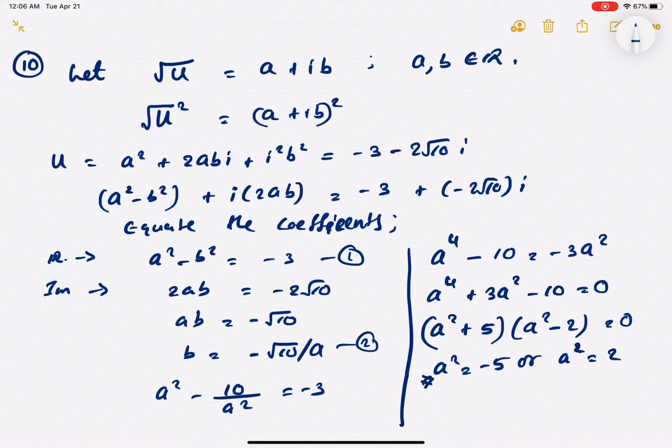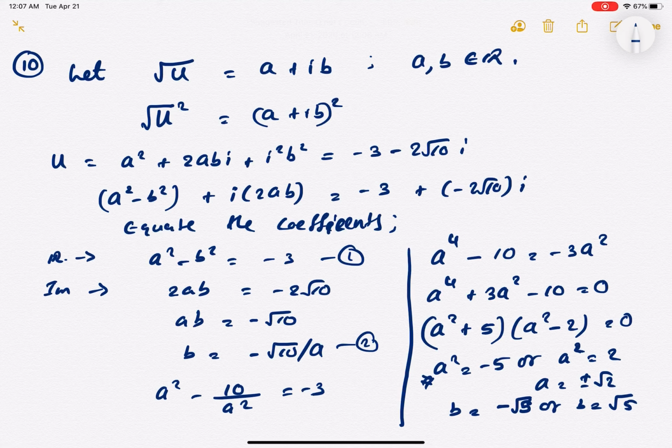So this is not possible because a is a real number, so a square cannot be equal to minus 5. Therefore we can say a square is 2, therefore a is equal to plus or minus root 2. So b shall be minus root 10 over a. So minus root 10 over root 2 is going to be minus root 5, or b is going to be plus root 5.